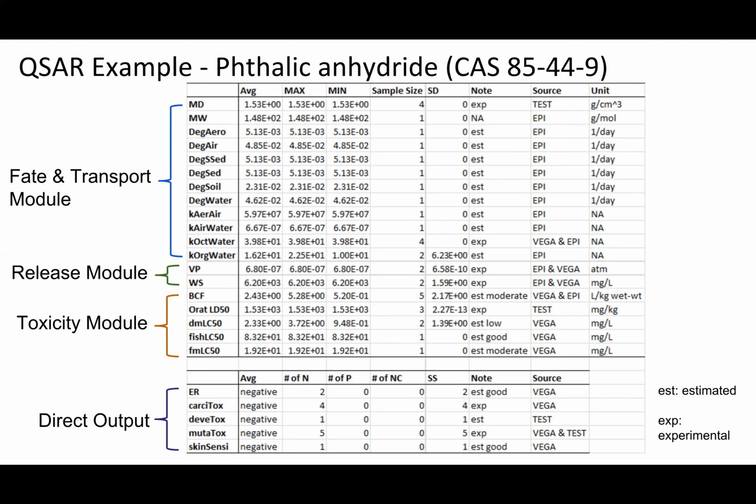So from this table, we can see some of the values will be used to support our Phaeton transport module, like molecular weight, degradation rate in aerosol, air, sediment, and soil, and the KOW, KAW. And for the vapor pressure and water solubility, we're going to use them in our release module to predict their release factors. And for the ecological toxicity, like Daphnia and fish LC50, they're used in our toxicity module. Also, some of the endpoints will be our direct output to indicate these chemicals' intrinsic toxicity or properties, such as mutagenicity, developmental toxicity, and skin sensitization.